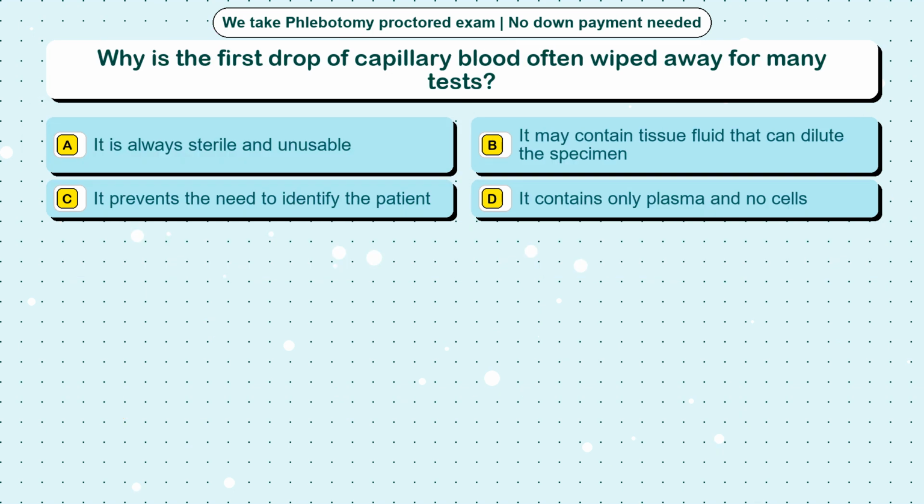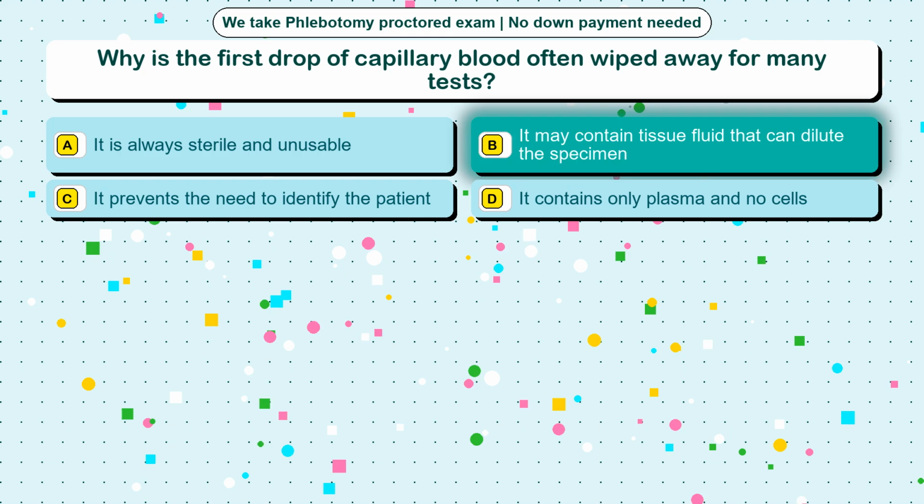Question 80. Why is the first drop of capillary blood often wiped away for many tests? Option A. It is always sterile and unusable. Option B. It may contain tissue fluid that can dilute the specimen. Option C. It prevents the need to identify the patient. Option D. It contains only plasma and no cells.